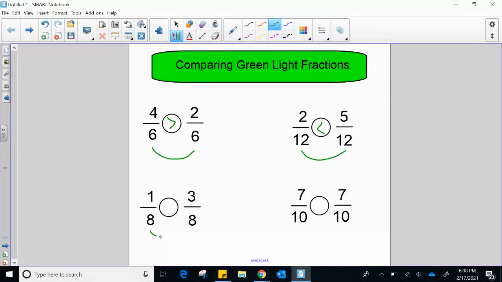Next, 1/8 and 3/8 are green light fractions. If I have 1/8 and I have 3/8, clearly having 3/8 is greater than having 1/8, just like having 3 cookies is greater than having 1 cookie. Last but not least, 7/10 and 7/10 have the same denominator. I have 7 of each of them, and so these would be equal.